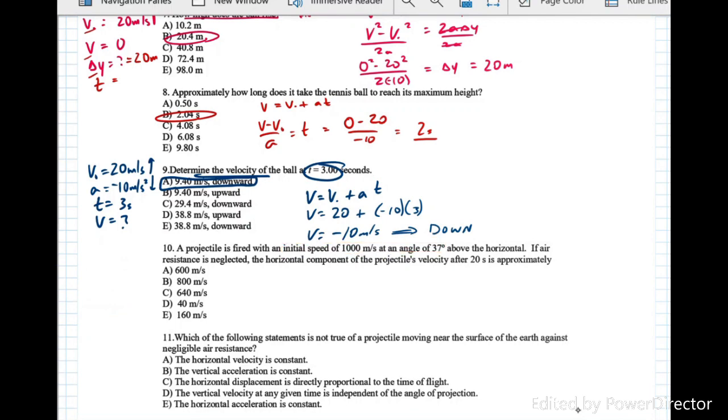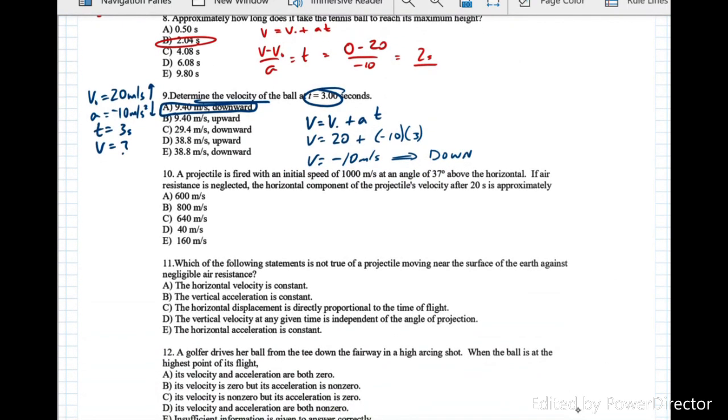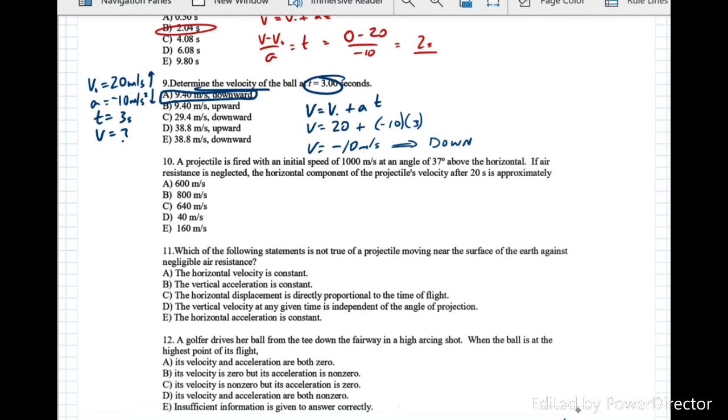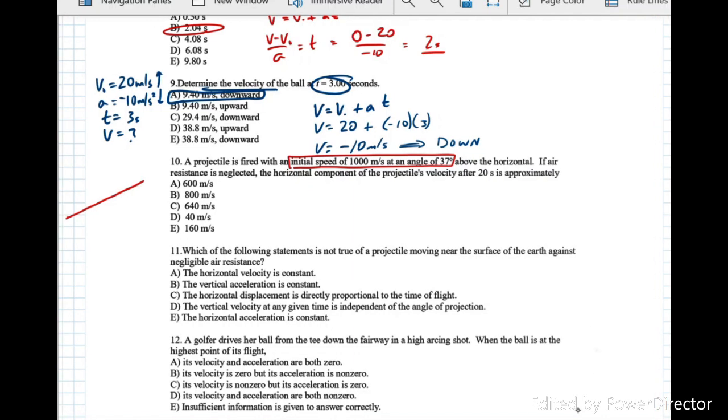We're going to fire a projectile with an initial speed of 1,000 meters per second at an angle of 37 degrees above the horizontal. So right now, the first thing that we know is this initial speed of 1,000 meters per second at an angle. That 1,000 meters per second is not in the x and it's not in the y. It's up at an angle. That's a problem. I need to know how much is in the x, and I need to know how much is in the y.